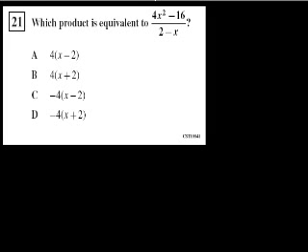We're on problem 21. Which product is equivalent to (4x squared minus 16) over (2 minus x)? So let's see if we can simplify this a little bit. 4x squared minus 16, if we were to factor out a 4, that's the same thing as 4 times (x squared minus 4), all of that over 2 minus x.